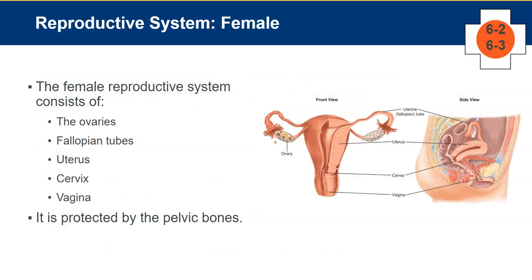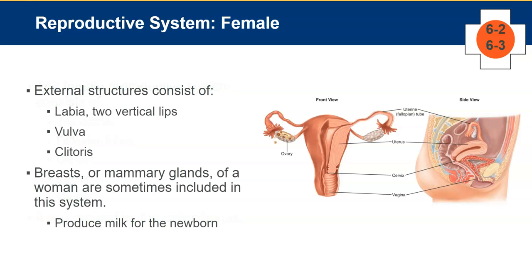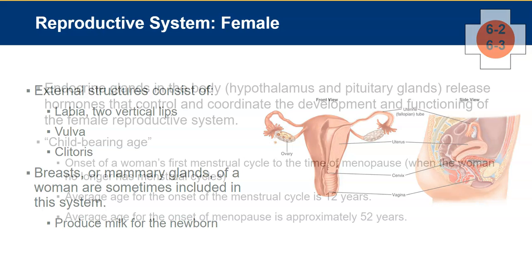The female reproductive system is protected by the pelvic bones. That reproductive system is entirely internal. And so we have the ovaries connected by fallopian tubes to the uterus, the cervix, and the vagina. The external structures consist of the labia, the vulva, and the clitoris. The breasts, also part of the female reproductive system in some considerations, have the function of producing milk for newborns.